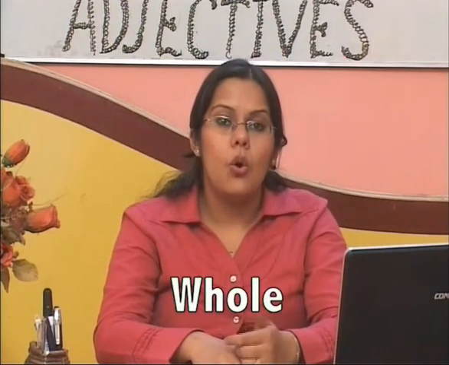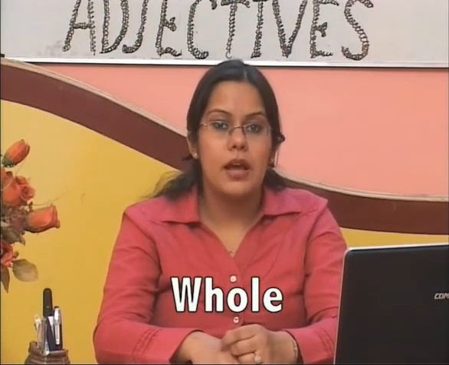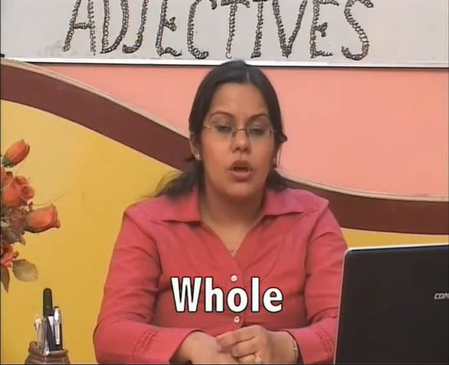Now Raju ate how much cake? The whole cake. So whole becomes the adjective of quantity. Now the adjectives some, little, whole, a lot, they tell us about the quantity of a thing, and thus we call them adjectives of quantity. Let's move on to the next type of adjectives called numeral adjectives.